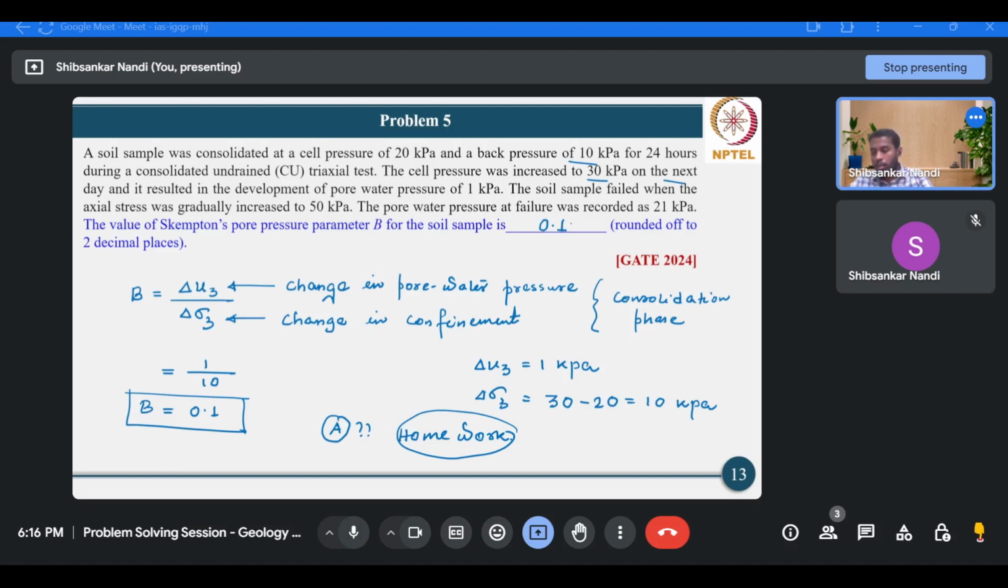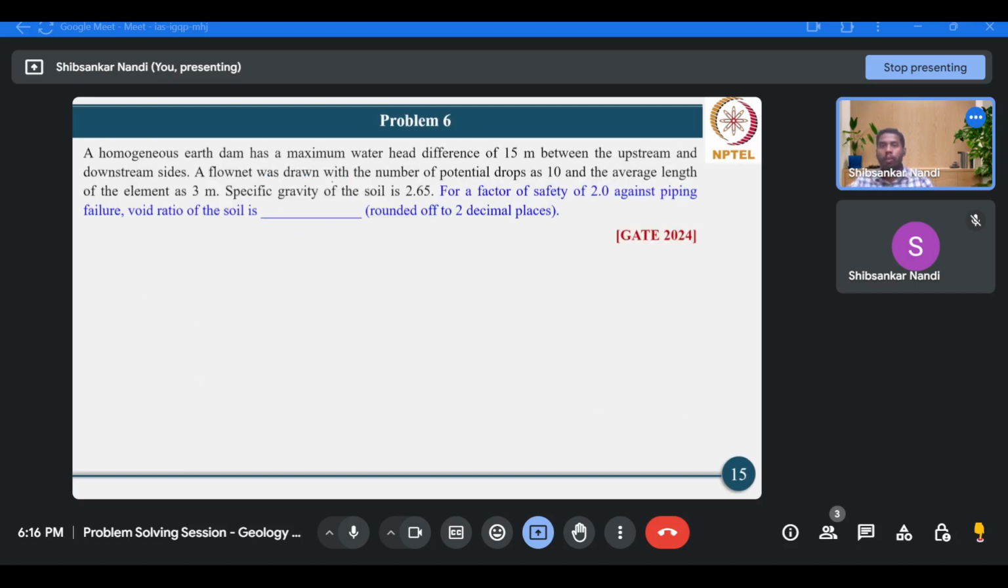Okay. Now we'll take this problem of homogeneous earth dam. So a homogeneous earth dam has a maximum water head difference of 15 meters between the upstream and downstream sides. A flow net was drawn with the number of potential drops as 10 and the average length of the element as 3 meters. Specific gravity of the soil solids is 2.65. Now for a factor of safety of 2 against piping failure, void ratio of the soil is. So therefore, first of all, we need to know what is factor of safety against piping.